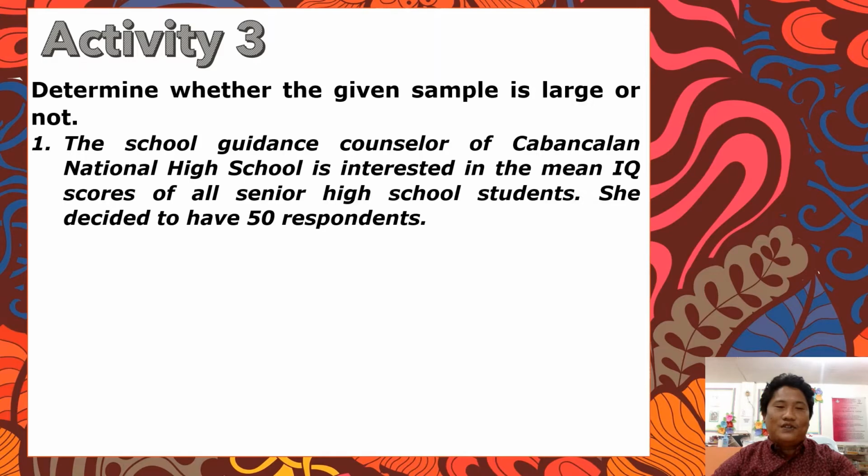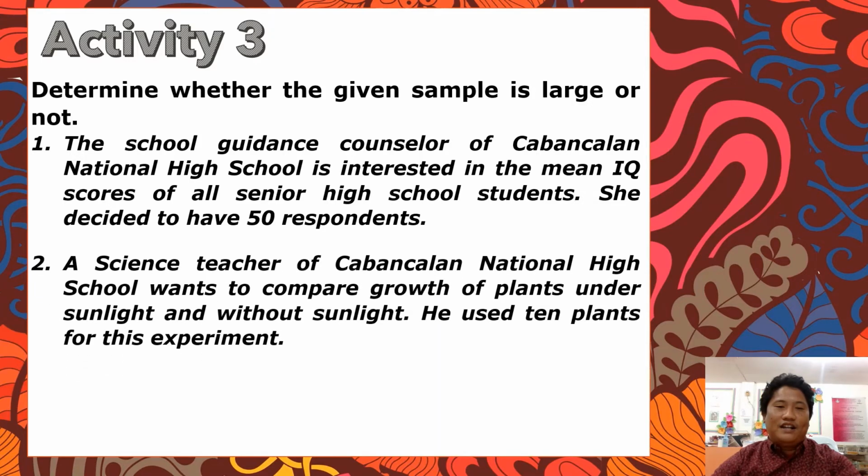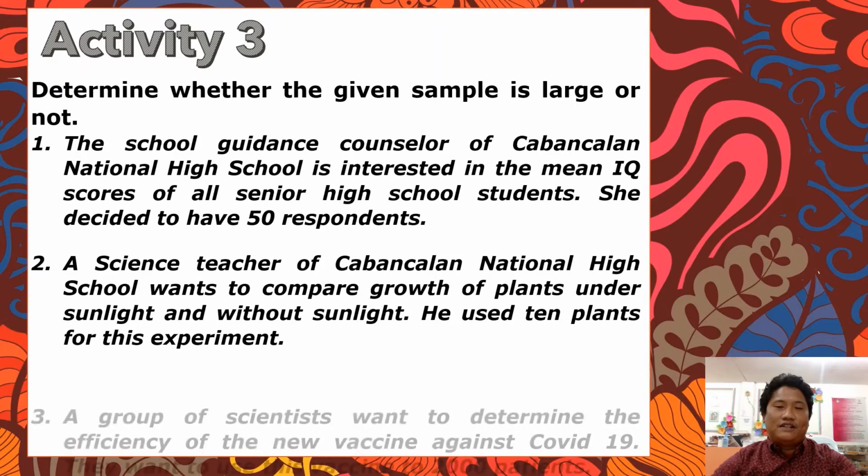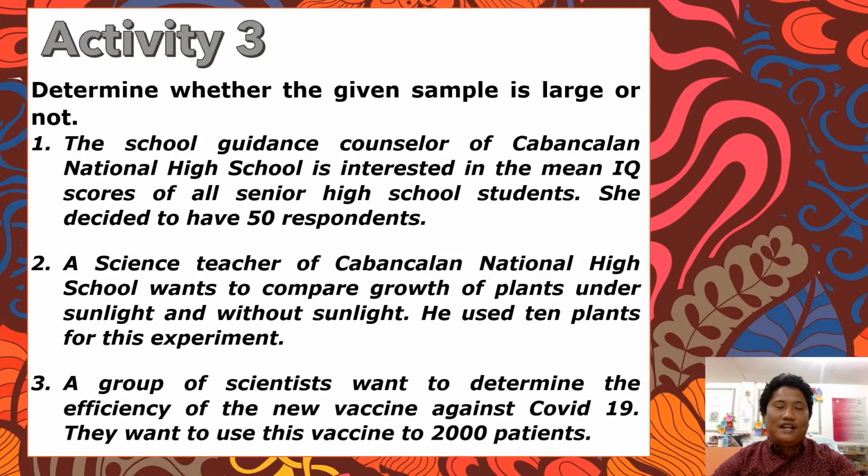Number 2, a science teacher of Kabankalan National High School wants to compare the growth of plants under sunlight and without sunlight. He used 10 plants for this experiment. Is his sample large enough or not? And number 3, a group of scientists wants to determine the efficiency of the new vaccine against COVID-19. They want to use this vaccine on 2,000 patients. So I'll give you 2 minutes to answer and we'll be back.